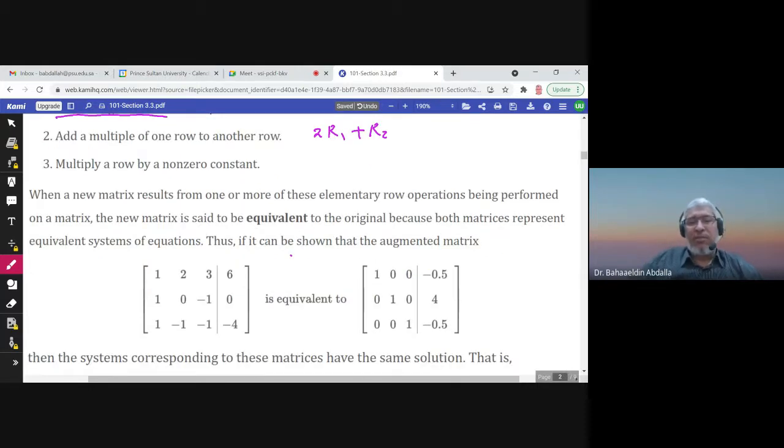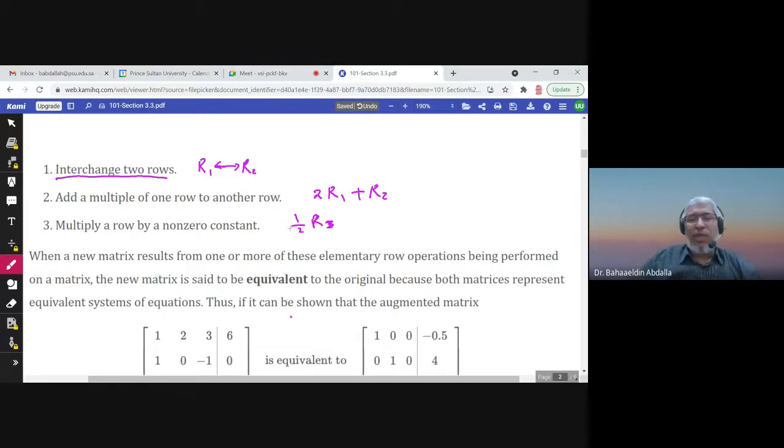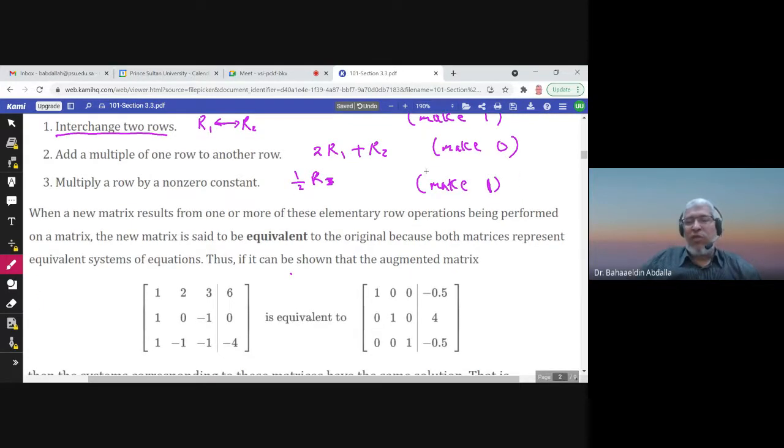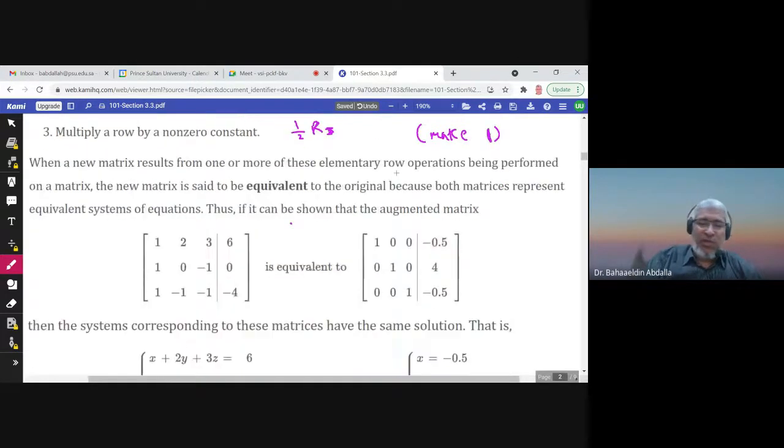This is the second operation. The third: multiply a row by a non-zero constant. So for example, I can multiply row 3 by half. These are the three operations we can use. To be systematic, I will use the second operation. This operation I always use to make zeros. The first one, I will always use it to make 1, and the third also to make 1. So try to use this method at the beginning. Use operations 1 and 3 to make 1, and operation 2 to make zeros.